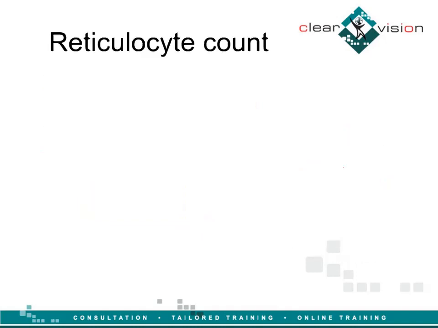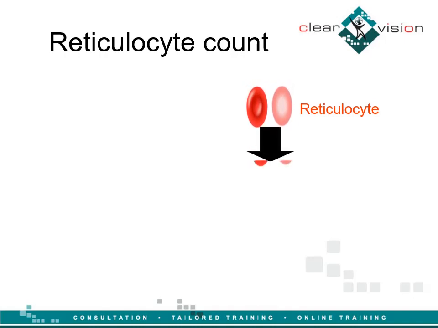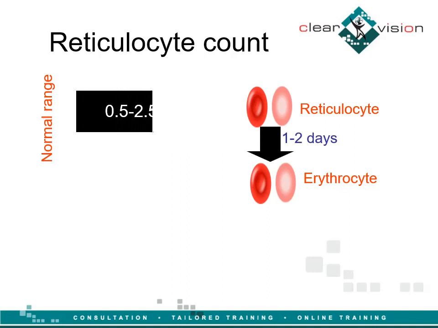The reticulocyte is the cell form that precedes the mature RBC or erythrocyte. Reticulocytes persist in the circulation for 1 to 2 days before maturing into erythrocytes. The normal range is between 0.5 to 2.5% of RBCs.